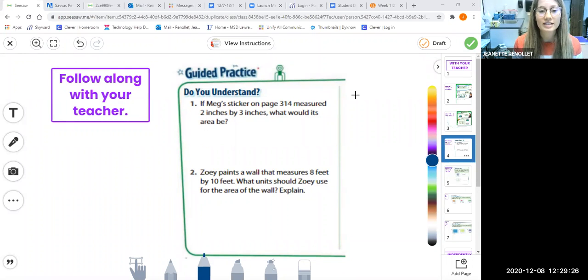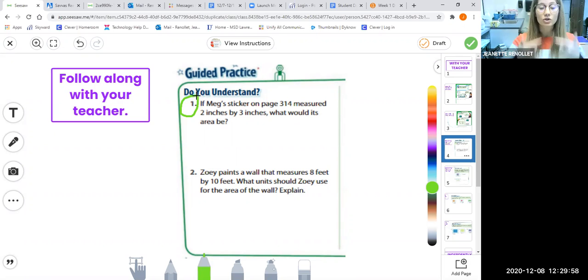Now we're going to look at slide 4, please. Slide 4 is another one we're going to do together. It says follow along with your teacher. Let's look at number 1. If Meg's sticker on page 314 measured 2 inches by 3 inches, what would its area be? Remember in the video, we talked about Meg having a sticker of the world map.